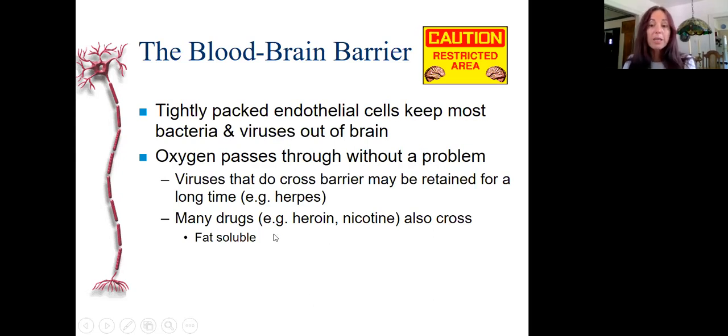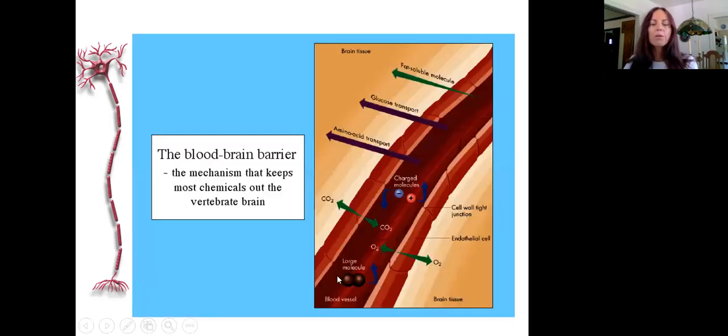So a lot of drugs and psychoactive drugs, like for example heroin or nicotine or alcohol, they cross very easily. Many of these are fat soluble. So those endothelial cells are kind of fatty, and they just diffuse right through the fat without a problem. Okay, so here's a blood vessel in the brain, and you can see here that there's going to be blood in the middle of it, and that fat soluble molecules will just pass right through. We also have what we call active transport for some things like glucose and amino acids and stuff like that. But most things basically stay out.